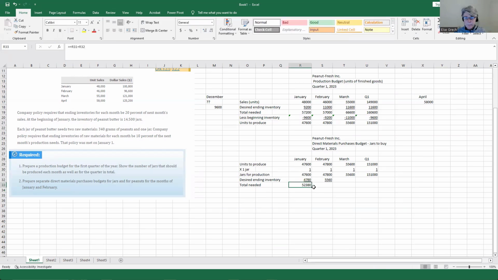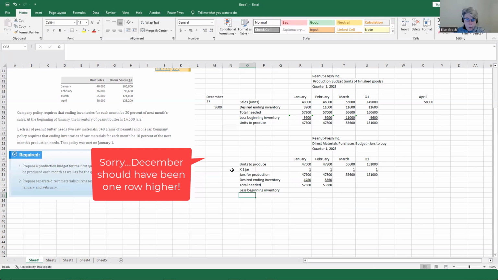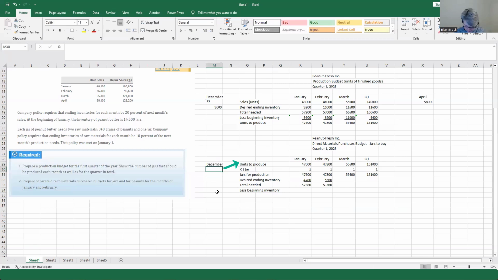There we go. And now, of course, what am I going to do? I'm going to do less beginning inventory. And I know if I go over to December, I know this is going to be 10% of next month's, so that's the desired ending inventory, which becomes the opening inventory for the next month.